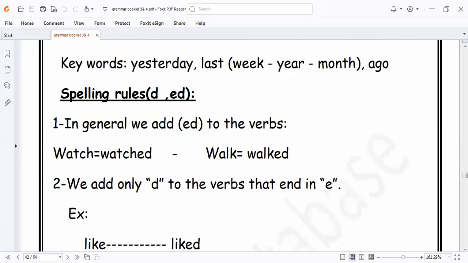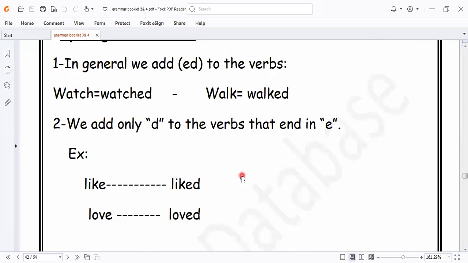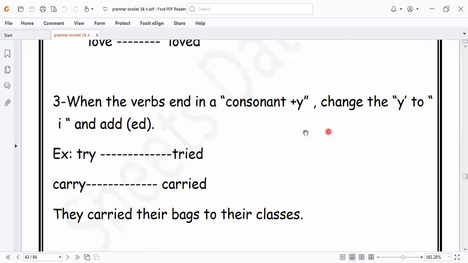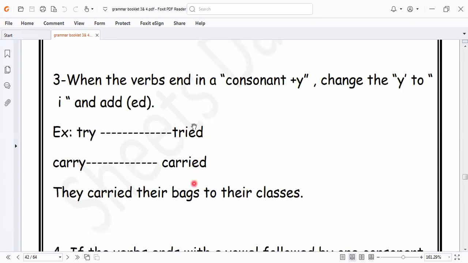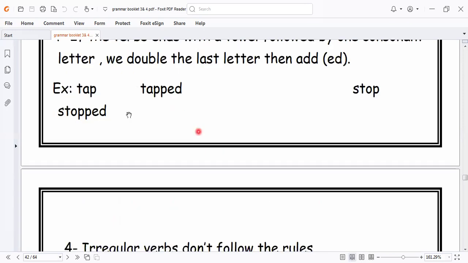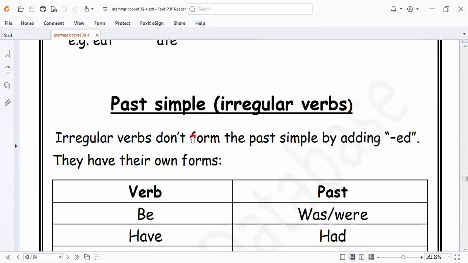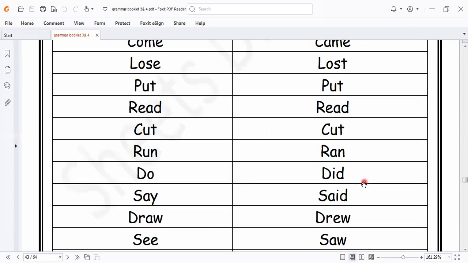Let's go to another one here. Here we have the rules for adding ed, like watch, walk and so on, and love. Here with try, I omit the y and add ied, like in the present simple where we put s at the end of the verb. Here we don't put an s, we put ied: tried, cried, carried and so on. Here we have tap, stop. We have eat, ate. This is the irregular verbs, and this is the regular verbs.